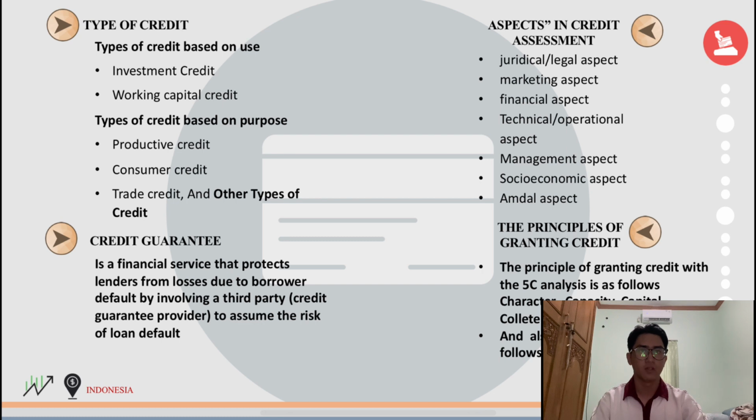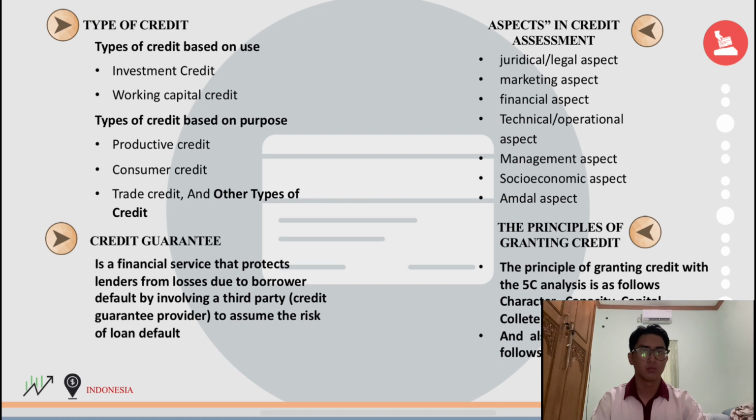Next is types of credit based on purpose. First is productive credit. This type of credit is used to increase revenue. The second, consumer credit. This type of credit is used for personal purposes. The third, trade credit. This type of credit is used in trade to provide loans by one trader to another trader.